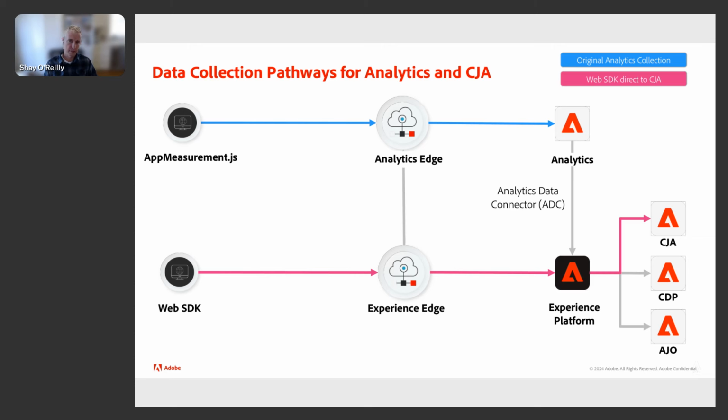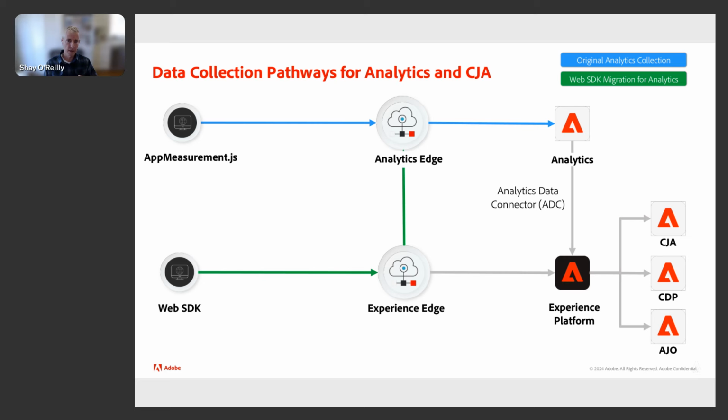And then lastly, there's the direct approach. A lot of people recommend this, especially if you're starting new, if you want to re-implement completely. Definitely recommend Web SDK to Experience Edge and then into CJA and Experience Platform, if CJA is what you want to take advantage of that new stuff. So that's more just a level set about the different pathways.